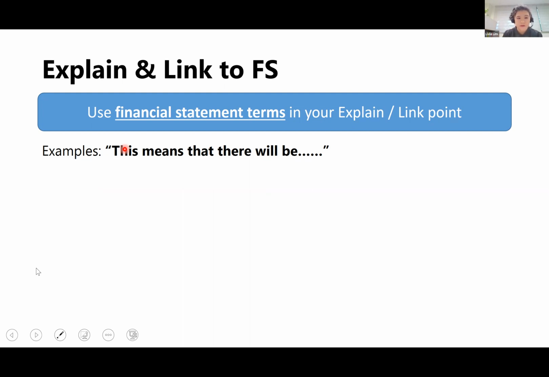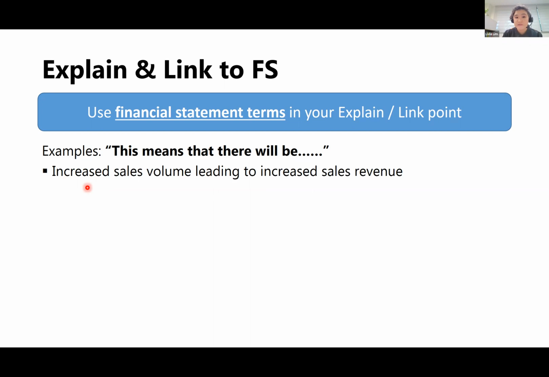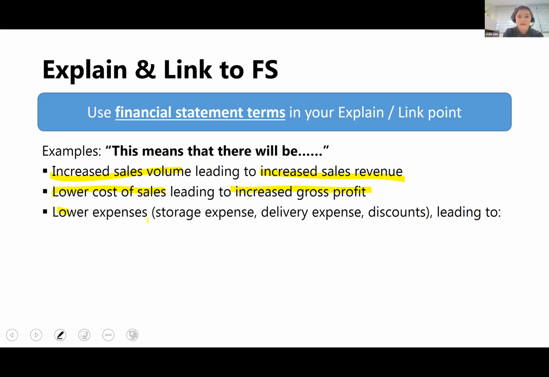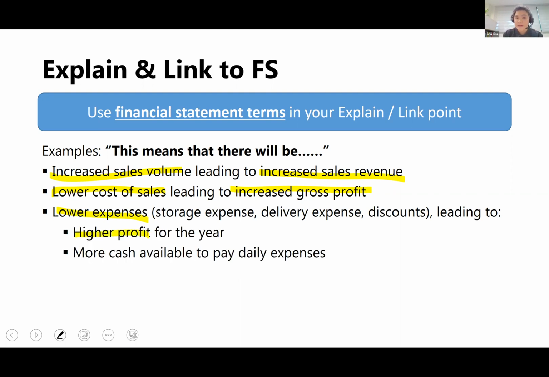So some examples of how we link to financial statements are if we say that there is an increased sales volume. Why? Because there is increased sales revenue. Or you may mention there was a lowering of cost of sales, resulting in an increased gross profit. You could also say that there was a lower expense, which eventually led to a higher profit for the year. Or because expenses are lower, you have more cash that you can use to pay off your daily expenses.